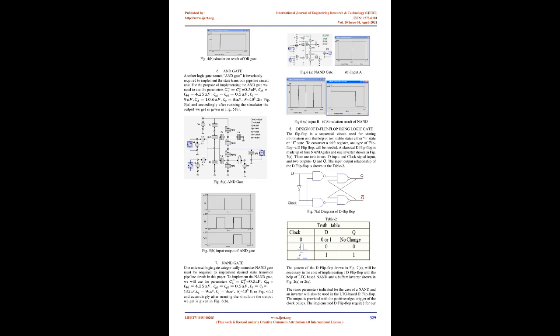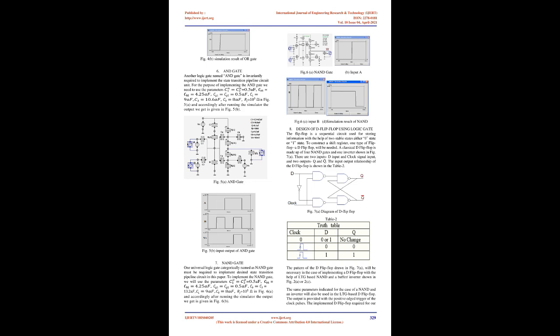6b. 8. Design of D flip-flop using logic gate. The flip-flop is a sequential circuit used for storing information with the help of two stable states, either 0 state or 1 state. To construct a shift register, one type of flip-flop, a D flip-flop, will be needed. A classical D flip-flop is made up of 4 NAND gates and 1 inverter shown in Fig. 7a. There are 2 inputs, D input and clock signal input, and 2 outputs, Q and Q-bar.